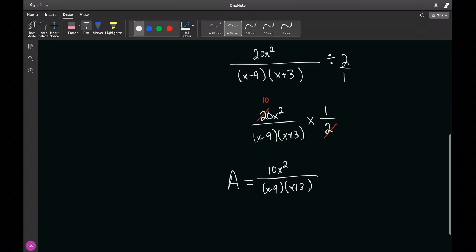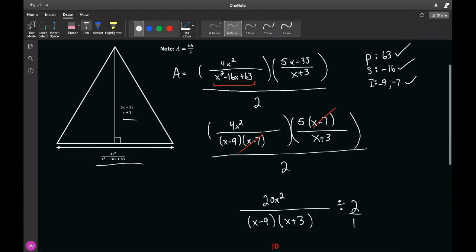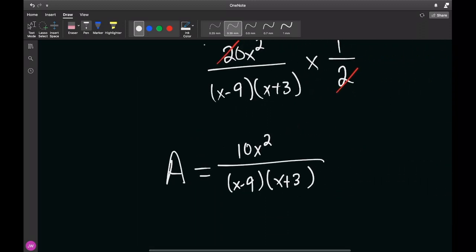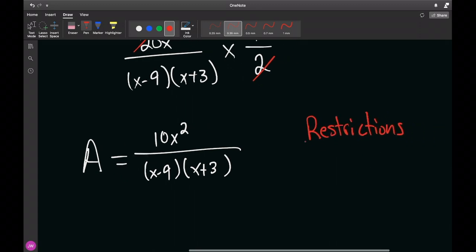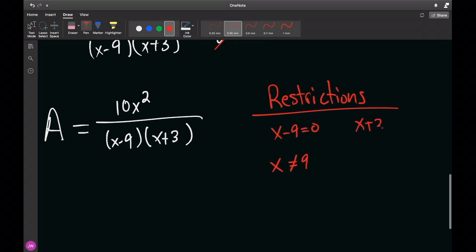This is as simple as we can get it. There's really nothing else we can do here to get this any smaller. So now what I have to do is state these restrictions. The restrictions come from the denominator of this fraction here. Basically the restrictions are the numbers that are going to make this denominator 0. So I'm going to set each individual factor equal to 0. So x minus 9 equal to 0. X cannot equal positive 9. And then x plus 3 equal to 0.